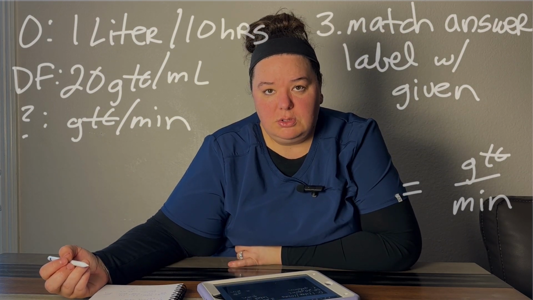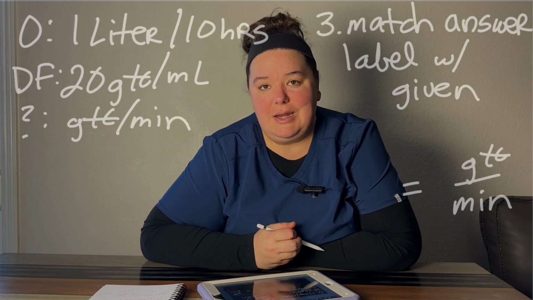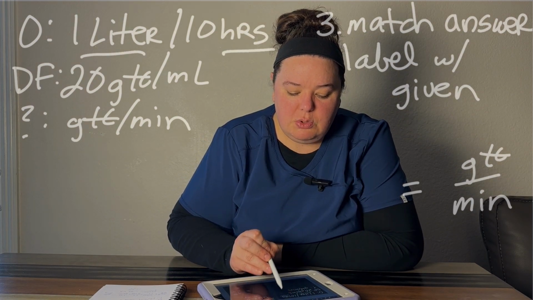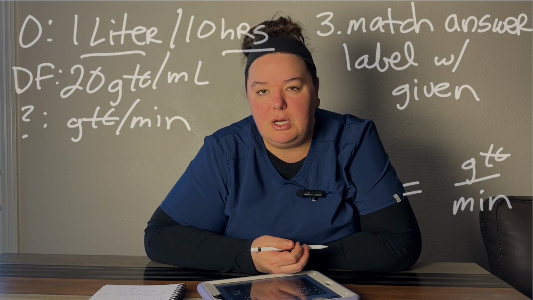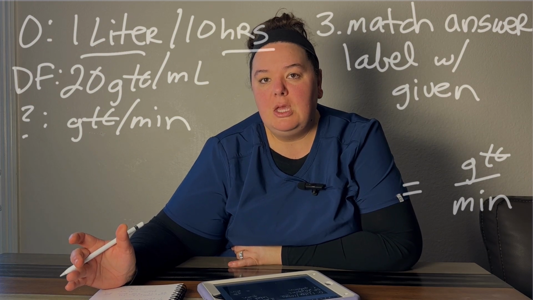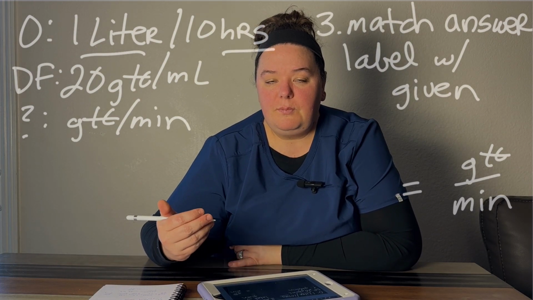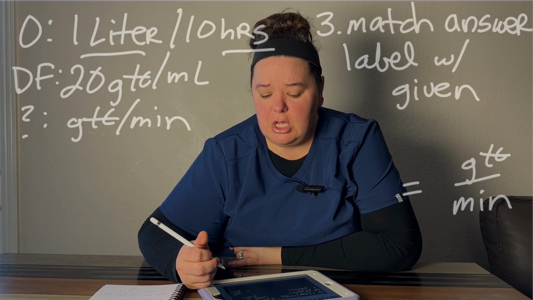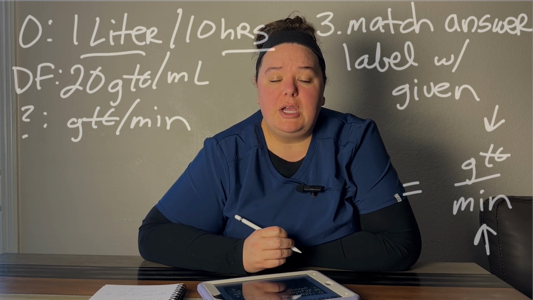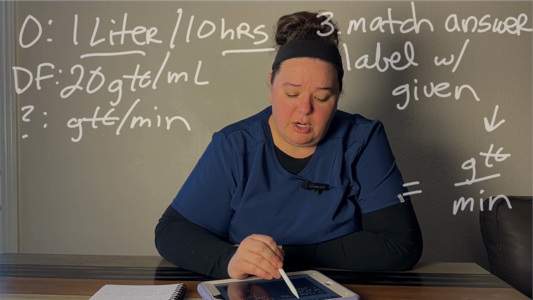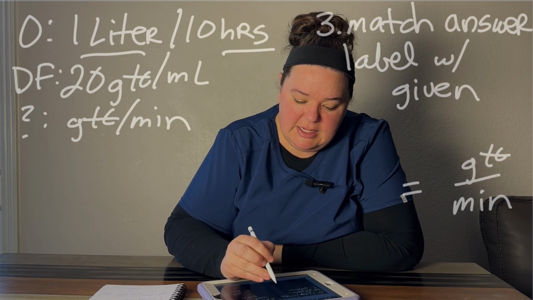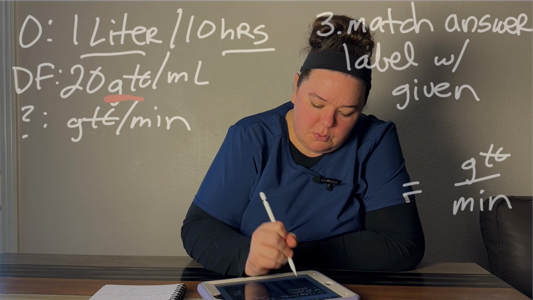And if we go through our golden rules, 1, weight. There's no weight in this problem. 2, a single unit order. Well, this order has 2 different labels, so we wouldn't know what to put in the numerator or what to put in the denominator if we just pick to start with the order. That's where the third rule comes in. You're going to match your answer labels. So in our answer, we have drops and we have minute. So we're going to look to our given information and we're going to see if we have any drops or minutes there. And I see drops right here.